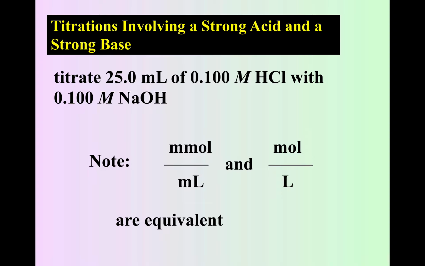All right, millimoles per milliliter is the same magnitude of ratio as moles per liter, right? Milli just means a thousandth. So if I divide a thousandth of a mole by a thousandth of a liter, I get the same ratio as mole per liter. So sometimes it's easier to do these problems in terms of millimoles.